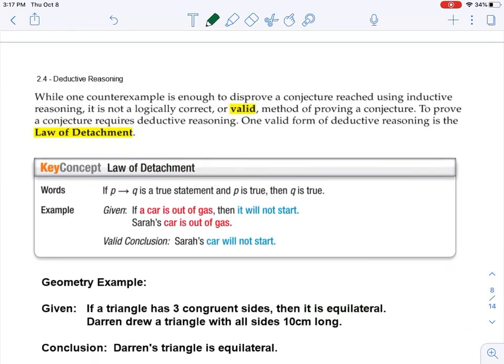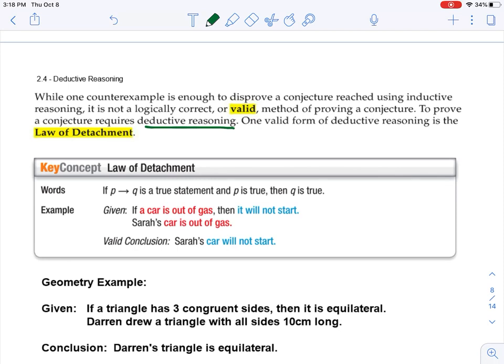So, while one counterexample is enough to disprove a conjecture reached using inductive reasoning, it is not a logically correct or valid method to proving a conjecture. To prove a conjecture requires deductive reasoning. One valid form of deductive reasoning is the law of detachment, and we'll learn another one in just a minute.